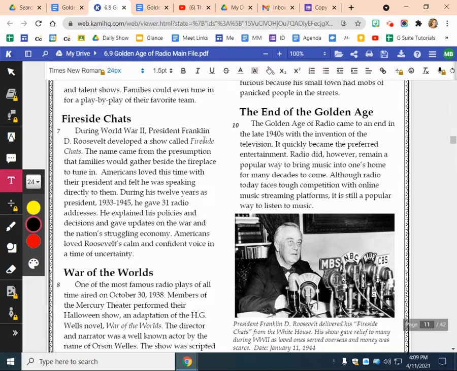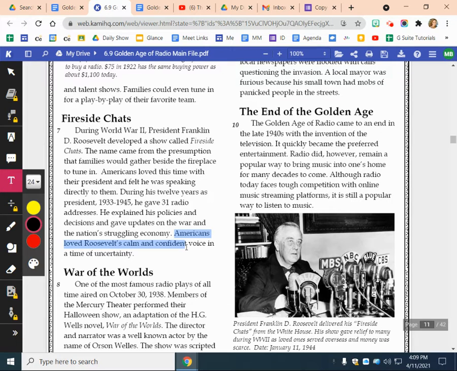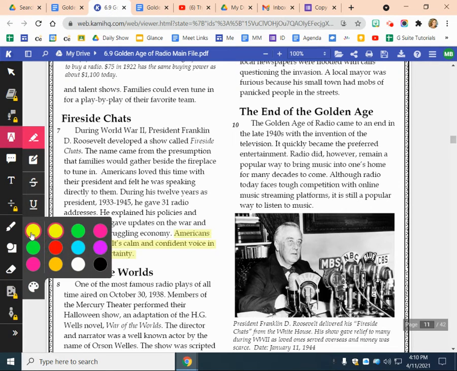So it says during World War II, Franklin, he developed a show called Fireside Chats. Americans loved this time with their president and felt he was speaking directly to them. During his 12 years as president, he gave 31 radio addresses. He explained his policies and decisions and gave updates on the war and the nation's struggling economy. Americans love Roosevelt's calm and confident voice in a time of uncertainty. So we're going to highlight this last one. That for sure is one reason that they loved the fireside chats. So I'm going to highlight that.